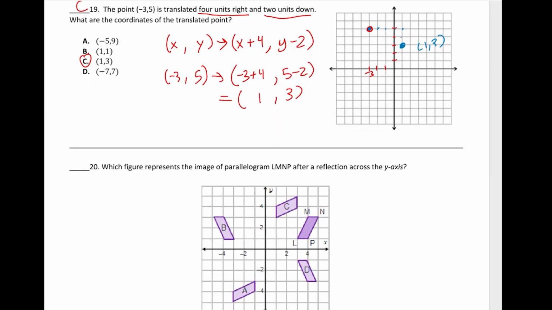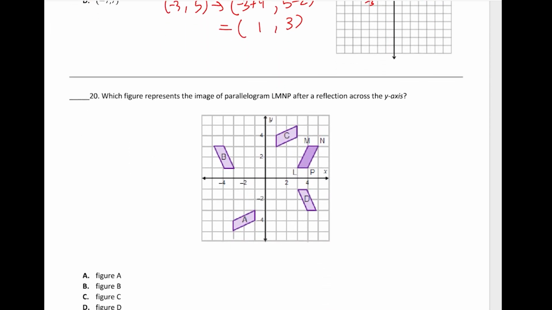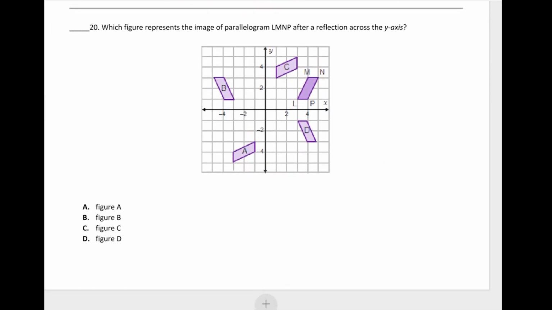And that brings us to our final problem here, number 20. It says, which figure represents the image of parallelogram LMNP after a reflection across the y-axis? So the y-axis is this line right here. And so we're going to take that quadrilateral LMNP, that's this one right here. Well, let me maybe just outline it a little bit more obviously. This parallelogram here, and reflect it over the y-axis.